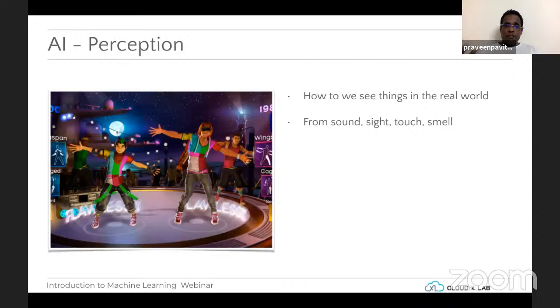Perception is a very important thing. It's a very human thing, something a small baby could do very easily, but computers really have to do a lot of work to do very simple things which humans do very easily. The art of perception is how to perceive the real world using sound, sight, touch, and smell.